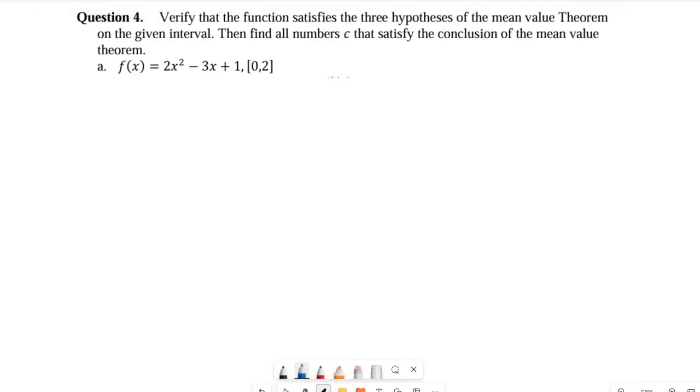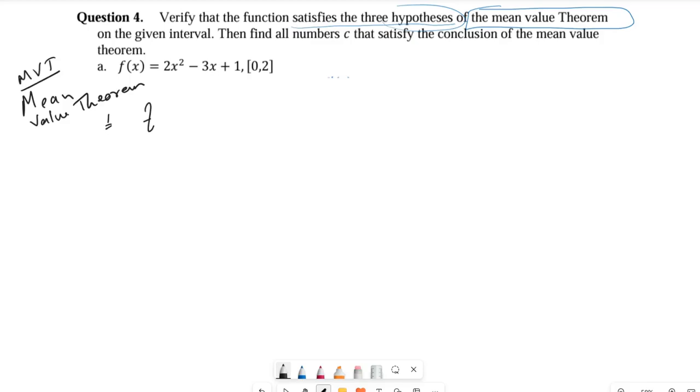Here is a problem on the mean value theorem. Verify the function satisfies three hypotheses. Hypothesis means conditions. What are the conditions of the mean value theorem? We also call it MVT.